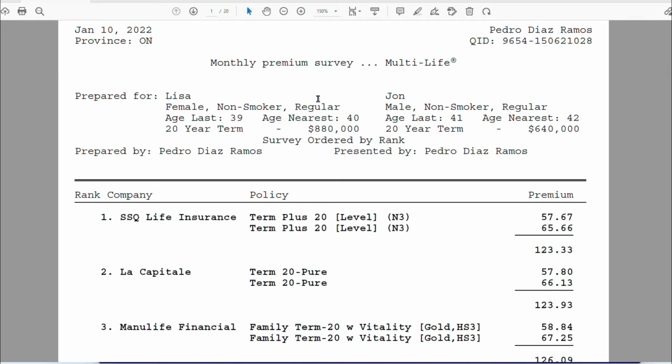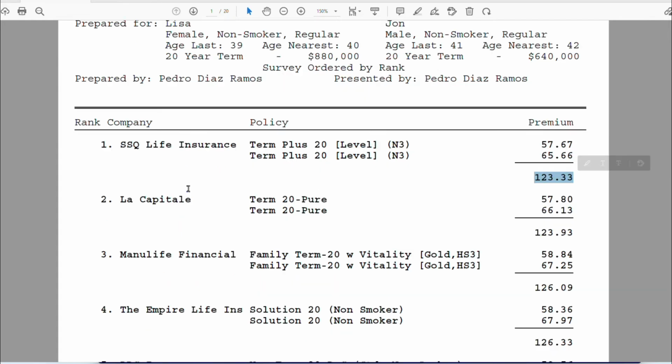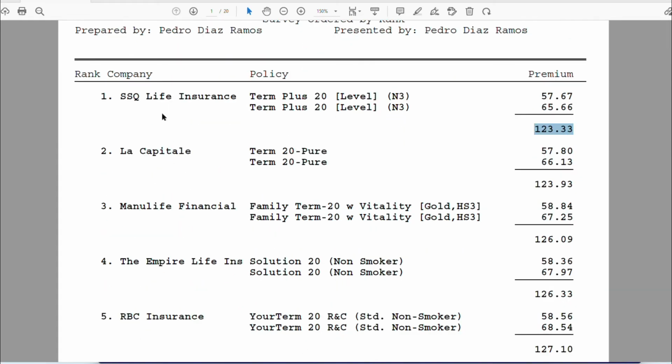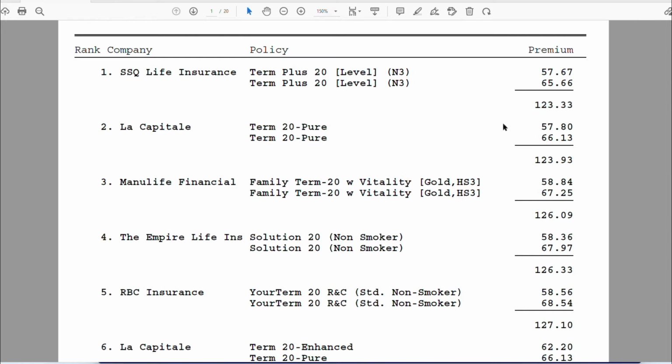Okay guys, so we have here the premium survey for both John and Lisa that basically compares the price for both from every company. As you can see here, the first line would be the price for Lisa, and the second one would be the one for John. And this would be the total combined price from the insurance company. So if we go through the list, you're able to see the prices of every insurance company. Once we have determined the prices, then we can proceed and discuss which company would be better for their individual situation.